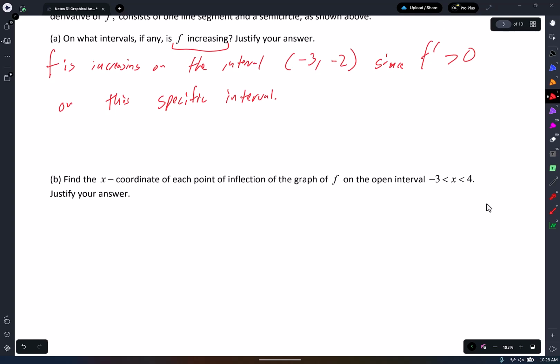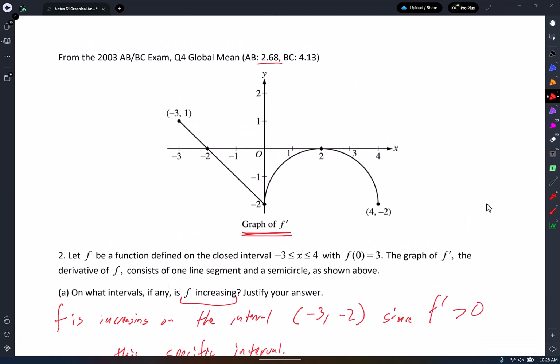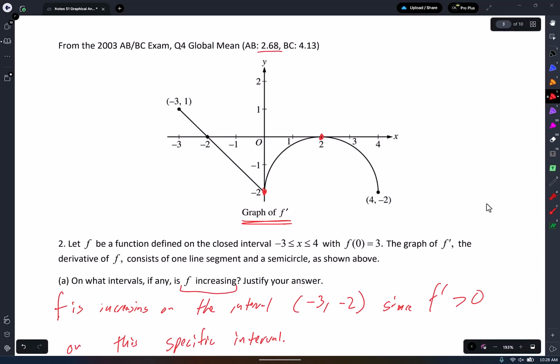Letter B. Find the x-coordinate of each point of inflection on the graph of f on the open interval negative 3 to 4. Justify your answer. So, where f prime has a max or min, yes, you can say that. I like that answer as the second best answer. The best answer, in my opinion, is where f prime changes from decreasing to increasing or vice versa. So f has a point of inflection where? Not negative 2, 0 and 2. So there it is.